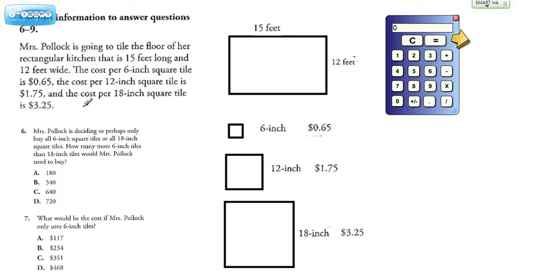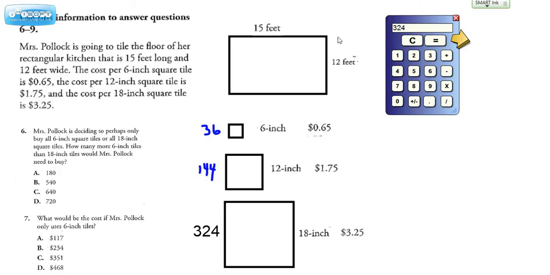Now, the thing I don't like about how this is worded is that when they talk about it being a 6-inch tile, they're talking about the length of one of the sides. So the reality is this little tile here is really 36 square inches. And this would be a 12 by 12, which is really 144 square inches. And if you don't have what 18 times 18 is memorized, 18 times 18 is 324 square inches.